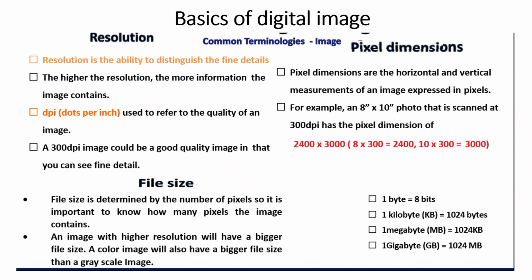Pixel dimensions. What are pixel dimensions? The horizontal and vertical measurement of an image expressed in pixels. For example, an 8-inch by 10-inch photo that is scanned at 300 dpi has dimensions of 2400 by 3000, that is 8 times 300 is equal to 2400, and 10 times 300 is equal to 3000. Here are some measurement ranges given. 1 byte is equal to 8 bits, 1 kilobyte (KB) is equal to 1024 bytes, 1 megabyte is 1024 KB, 1 gigabyte is 1024 MB. Thank you.